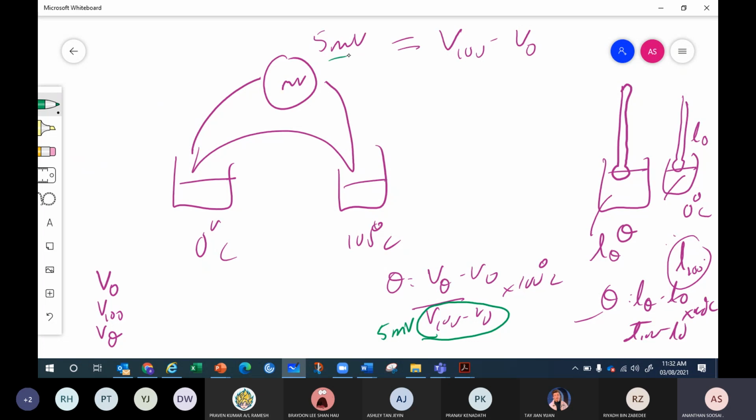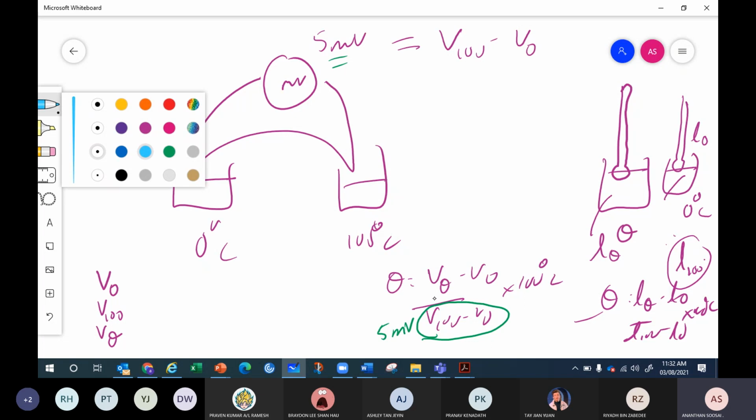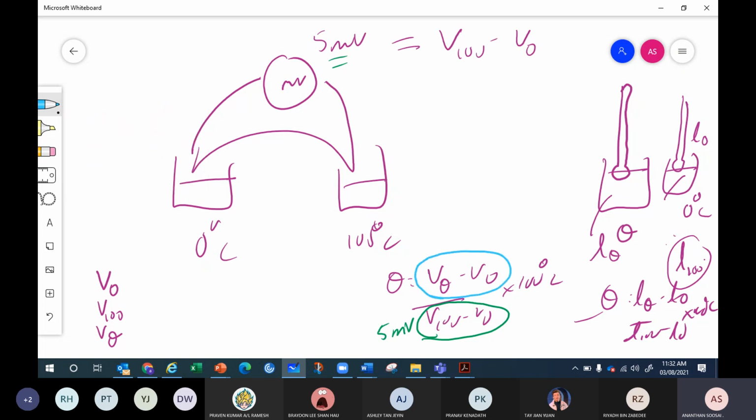Let's say I give you the value 5 millivolt. Now you want to find the temperature theta. So what do you need to find now? You need to find V theta, you need to find V theta minus V0. So what do you do? Remove the 100 degrees Celsius now. Don't put the 100 degrees Celsius.